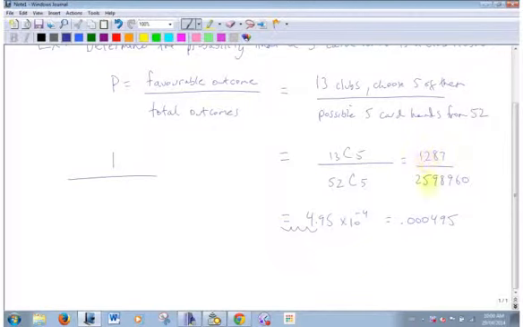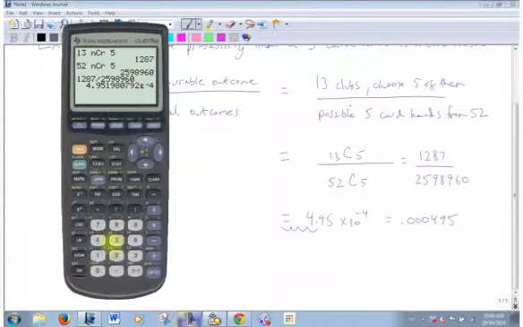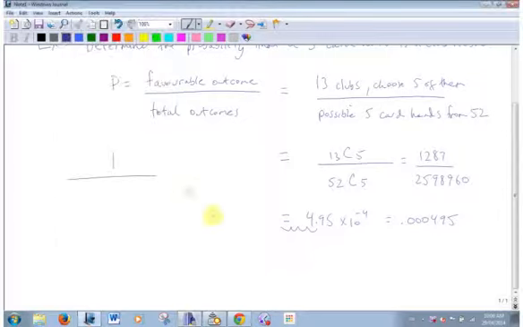So you can divide top and bottom here by 1287, and then you'll get 1 in what is 2,598,960 divided by 1287. 1 in about 2,000. Okay? Not very likely you're going to get a club flush or a flush of any suit, are you? 1 in 2,000? Surprising how often it happens.